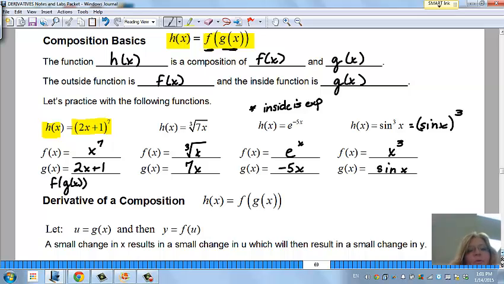Now it is important that you understand how compositions work, so that when we start doing these derivatives, you'll understand what's an inside and what's an outside, because that's going to help you tremendously.